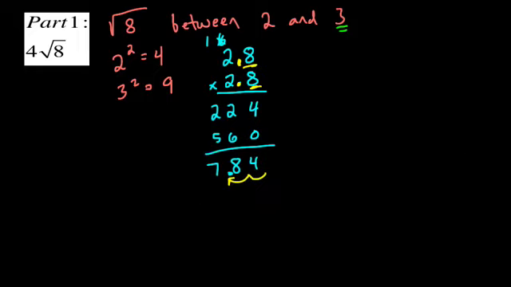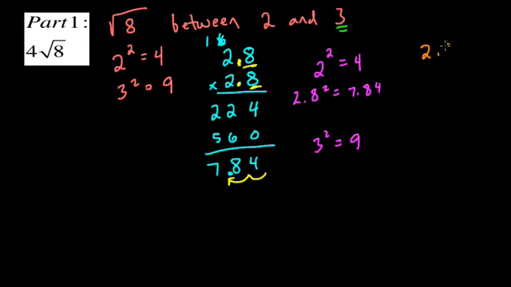Anyway, so 2.8 squared, we know 2 is too small. 2 squared is 4. We know 3 squared is too large, it's 9. Now we know 2.8 squared is equal to 7.84. It's still too small. So now I'm going to try something a little bit larger. I'll try 2.9. I'm not going to go any further than that. I'm not going to try 2.85 or anything, because we're only trying to approximate to the nearest tenth. So tenth is 1 digit past the decimal. So 2.9 is the next largest value.